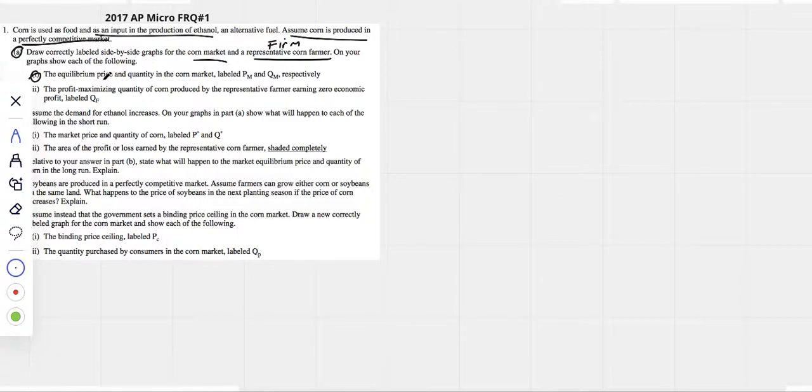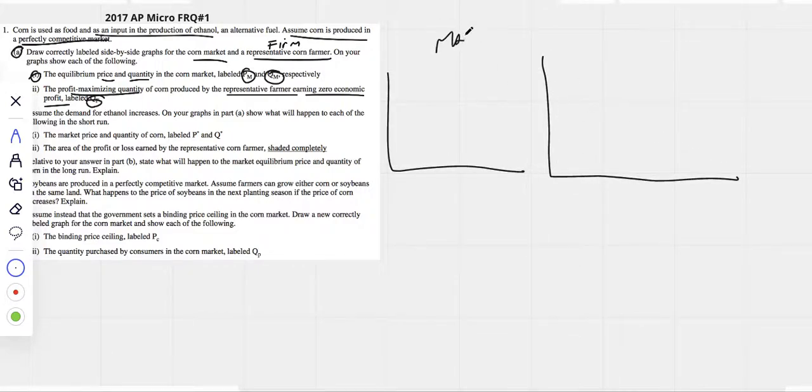The equilibrium price and quantity, PM, QM, profit maximizing quantity of corn produced by the farmer or the firm, earning zero economic profits. So we're just drawing a side-by-side graph of market and firm. Remember, market could also be called industry. Don't let them trick you with that. Obviously, firm is farmer. Do they tell us who it is? They don't tell us. Doesn't matter. PQ, PQs, don't lose a point for those.